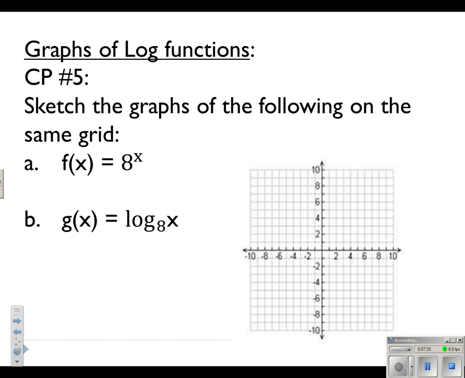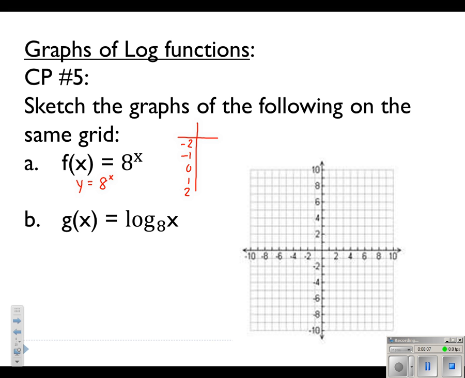Some graphs to sketch. Okay, it says sketch the graphs of the following on the same grid. Now it says that f of x is equal to 8 to the x, and then g of x is equal to log base 8 of x. When we look at this, remember, this means y is equal to 8 to the x. So if you wanted to come up with a table of points, just pick a few random x's. I chose negative 2, negative 1, 0, 1, and 2.